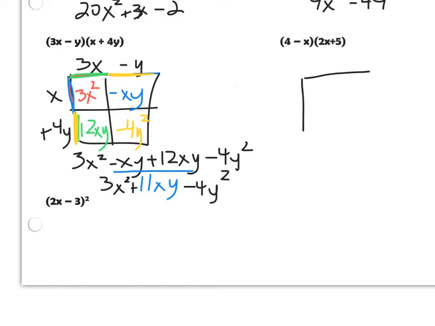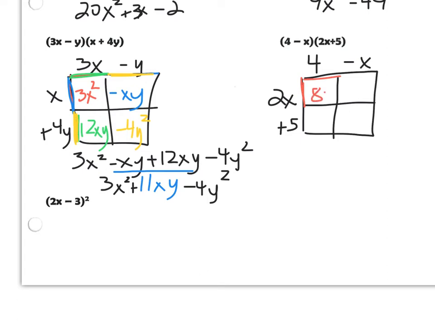Going to the right, I changed up this one by putting it in, quote, the wrong order, where I have the x going last. But it doesn't really change anything. We're just going to write it just as I see it. 4 minus x, and then 2x plus 5. So 2x times 4 is 8x. 2x times negative x is negative 2x squared. 5 times 4 is 20. And then 5 times negative x is negative 5x.